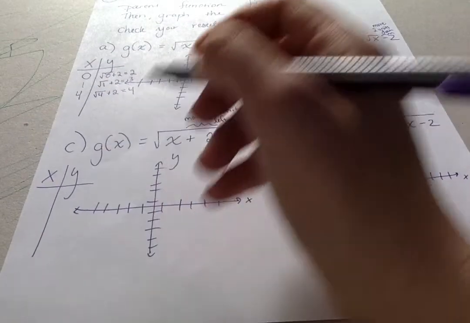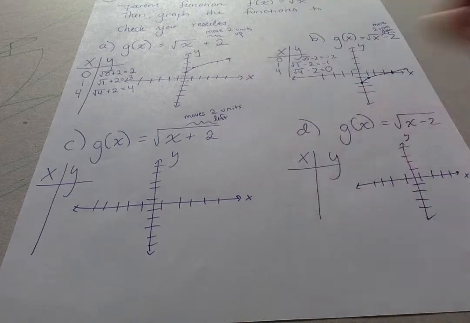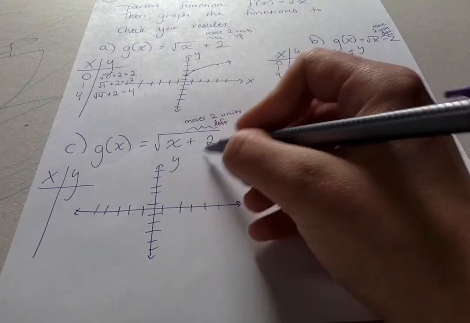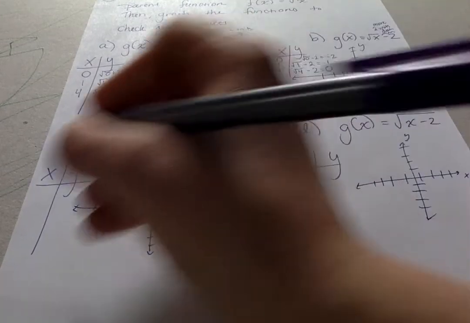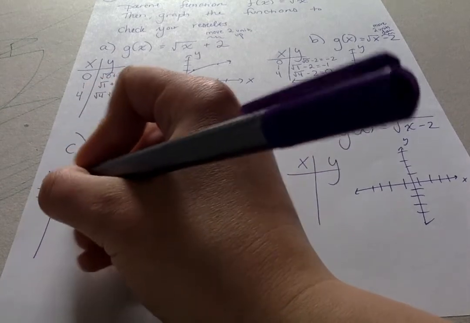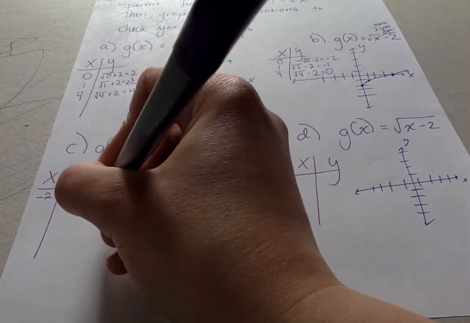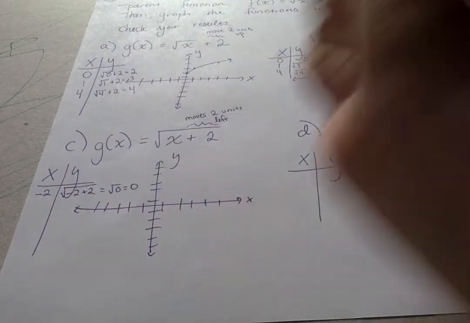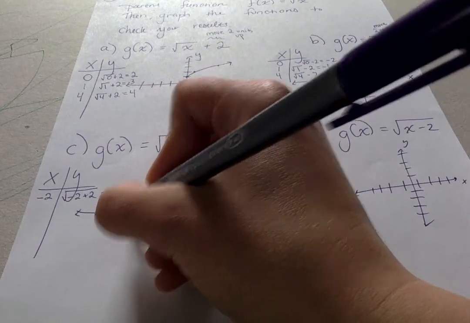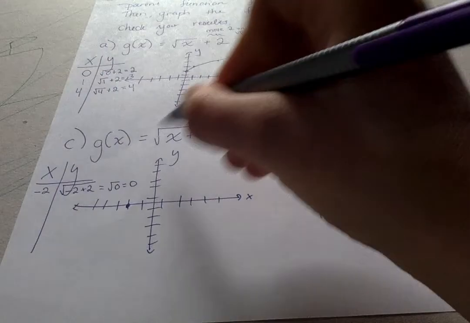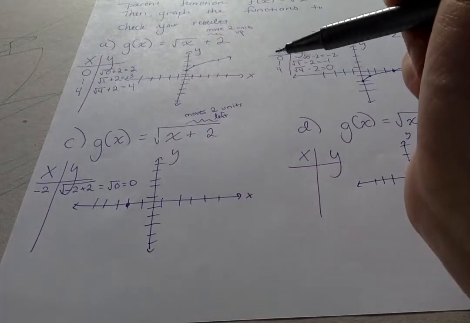Now let's check our answer. The lowest x value I can put in and still have a real answer when I square root it is negative 2, because the square root of negative 2 plus 2 will be the square root of 0, which is 0. So this is where my graph should start. We already see that I've moved it 2 units left.